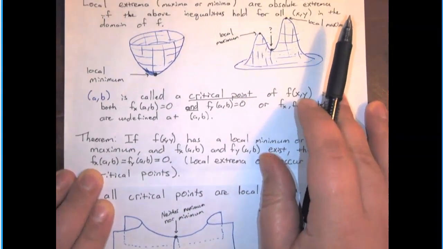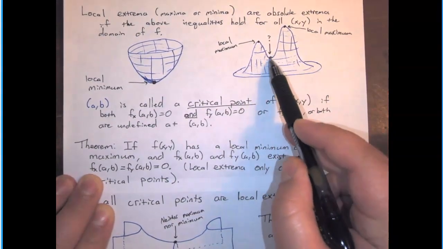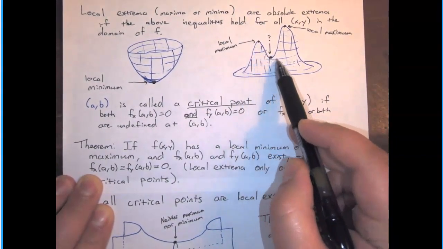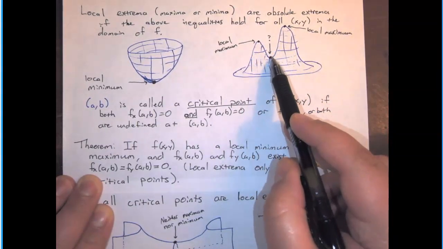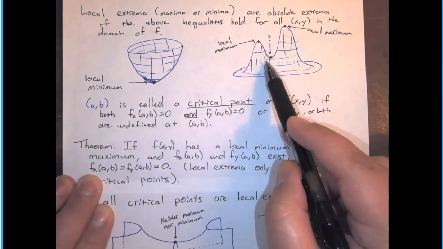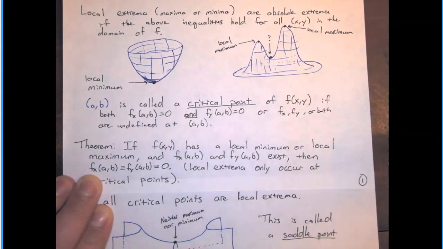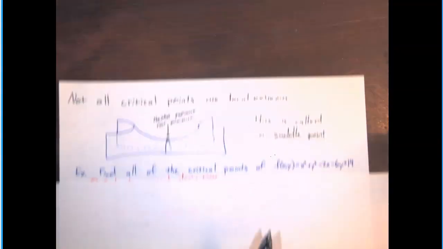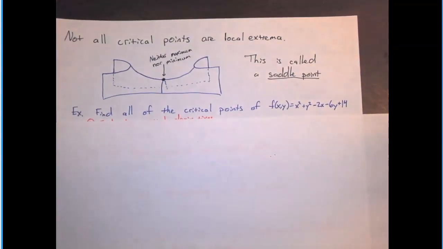If we go back up here, you see this is also kind of at the center of a saddle-looking shape. In one direction, it could be considered a minimum. In another direction, it could be considered a maximum. That's a saddle point. All right, let's continue by looking at an example.